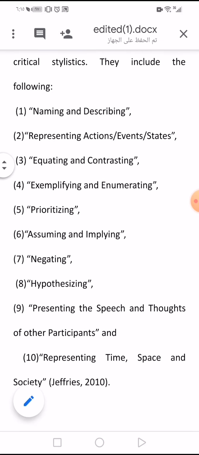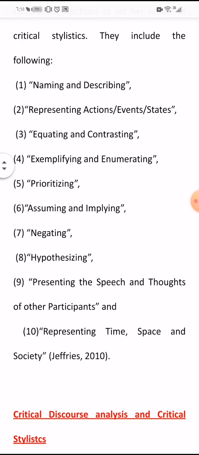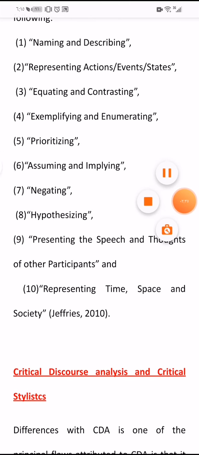In critical stylistics, the tools are naming and describing, presenting action, event, states, quoting and contrasting, amplifying and enumerating, prioritizing, assuming and implying, negating, hypothesizing, presenting the speech and thoughts of other participants, and finally, presenting time, space, and society.